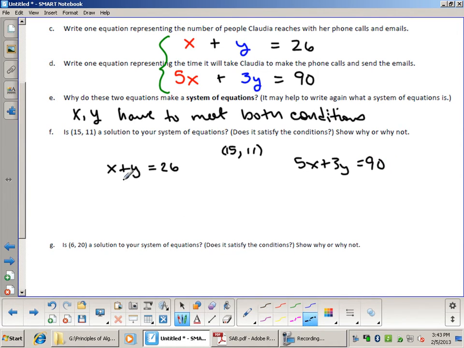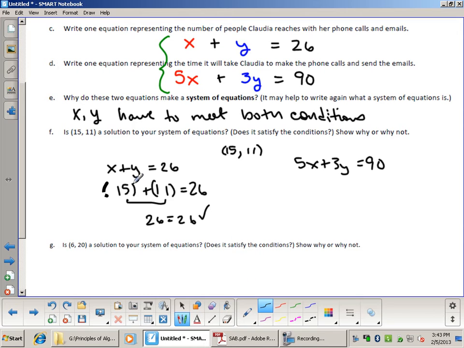That is not expected. Let's try that again. So we have the 15 in for the x, we have the 11 in for the y, and we're checking to see if that's 26. I know you can do this in your head, but go ahead and show us the steps to make sure you're doing it right so we know. 15 plus 11 is 26, so this one turns out to be true. Check mark. But it's not a system unless it meets both conditions, so let's check the one on the right.